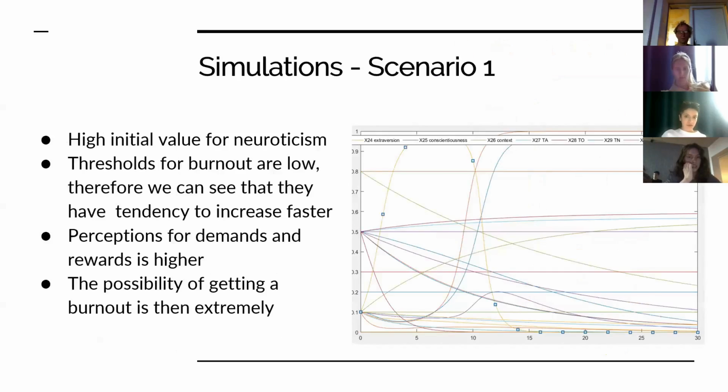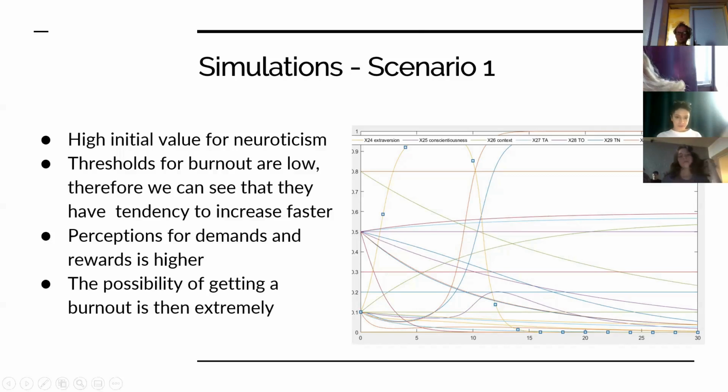We have also created some graphs, but our model is still in development. So we're not 100% ready with it, but this is just a snippet of the way these thresholds behave. What we could see was that, of course, the higher the level of neuroticism was, the bigger the chances the person had to develop burnout.